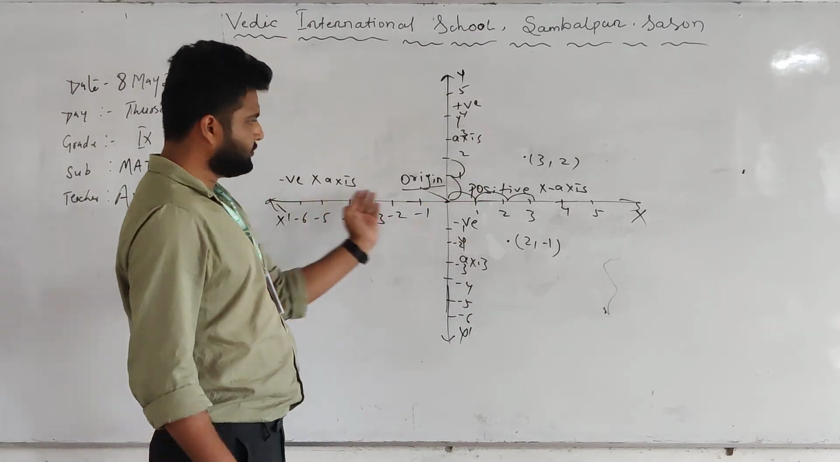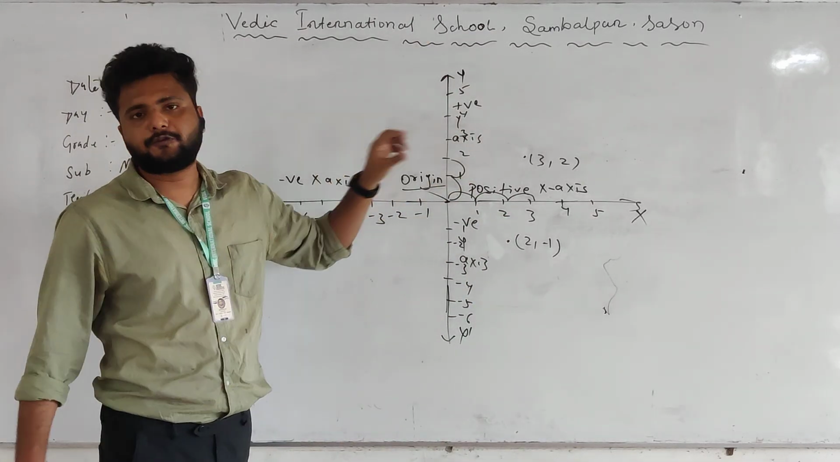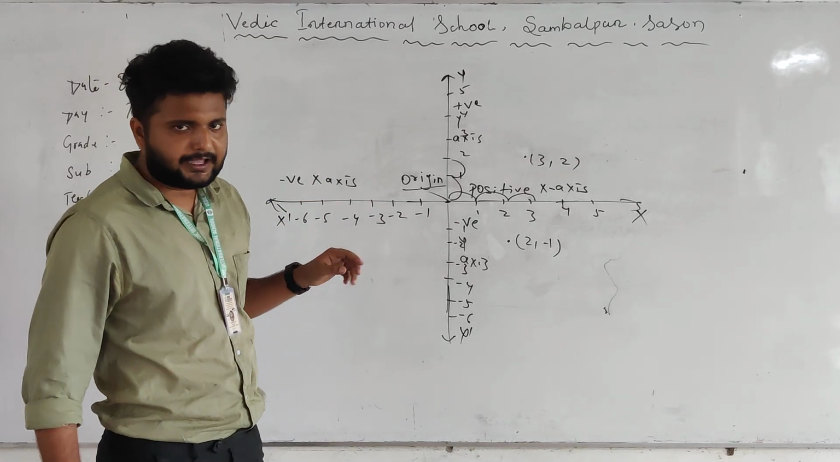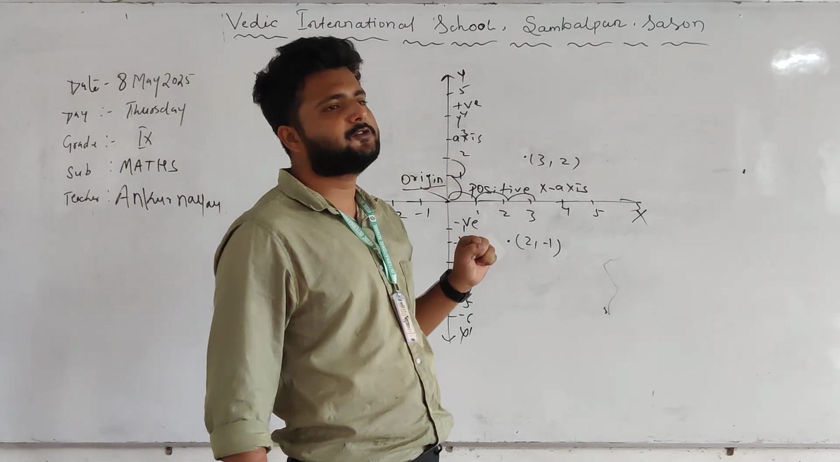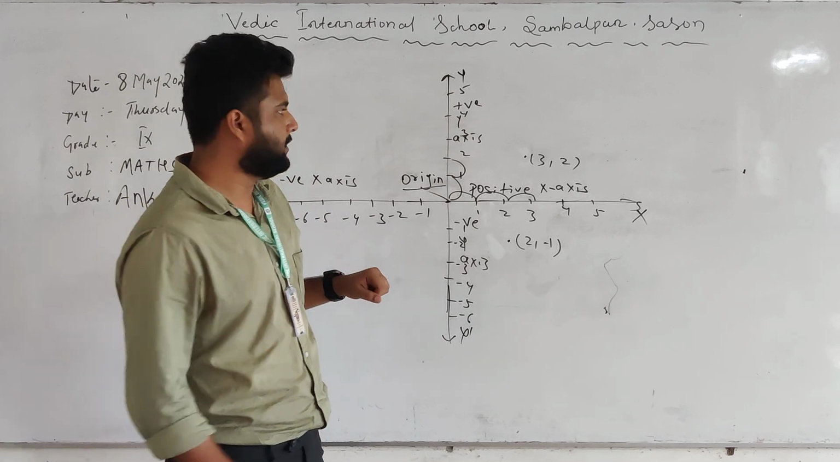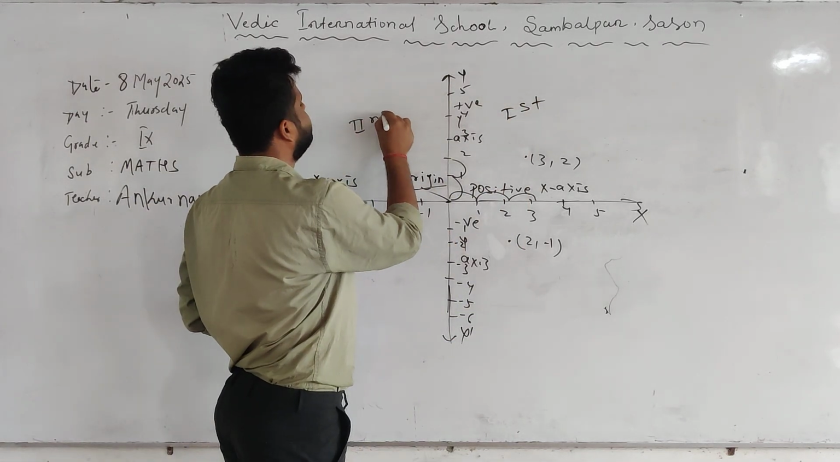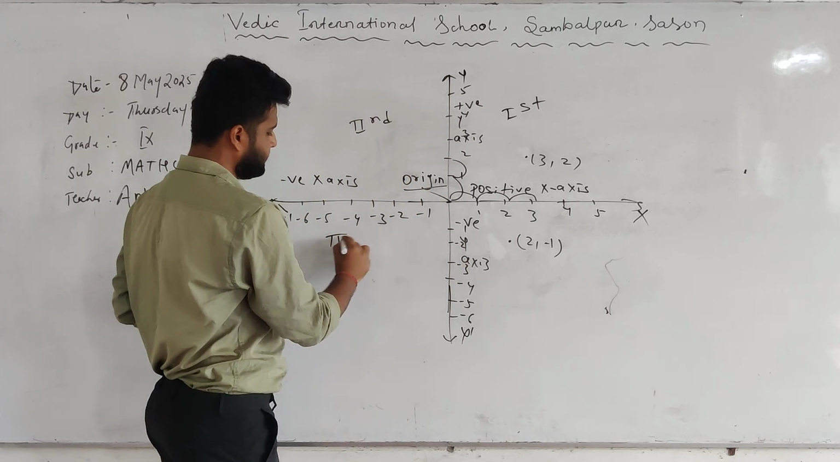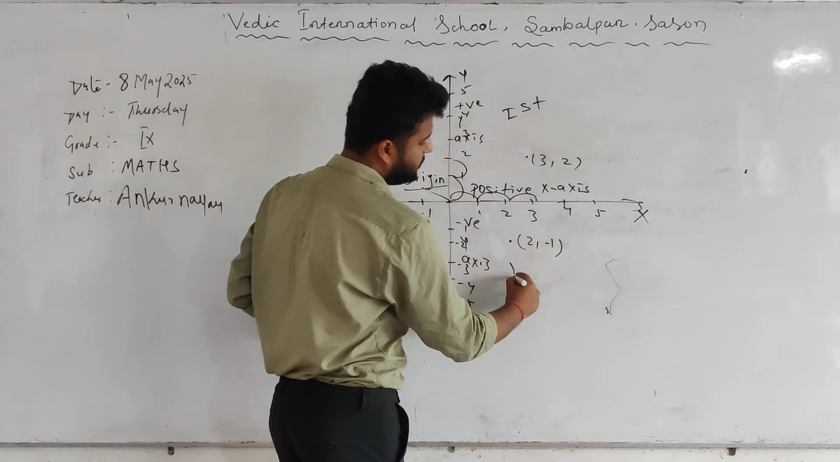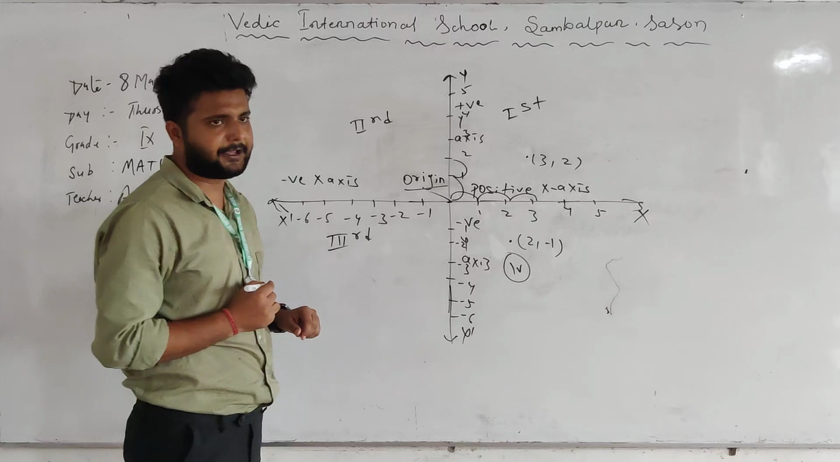Now this Cartesian plane divides this plane into 4 parts, and these 4 parts are considered as quadrants. So this is the first quadrant, this is the second quadrant, this is the third quadrant, and this is the fourth quadrant.